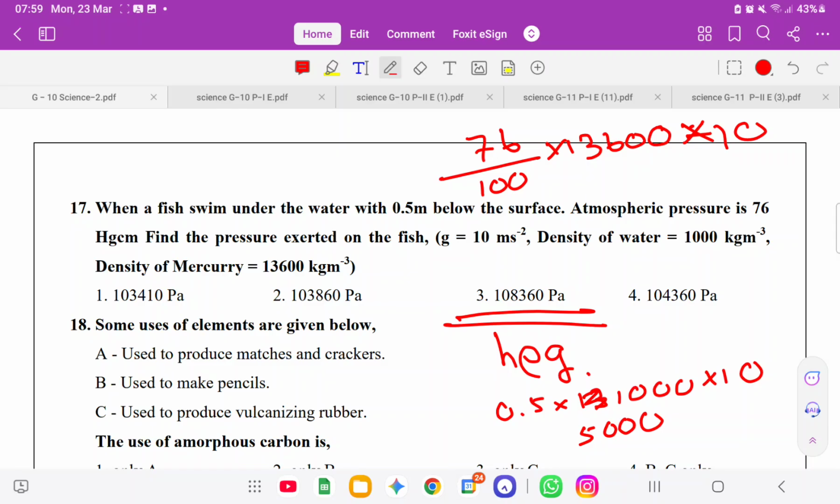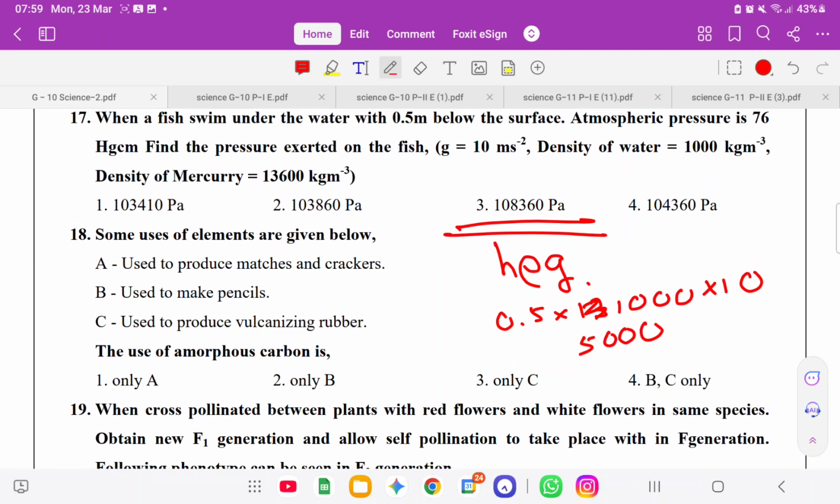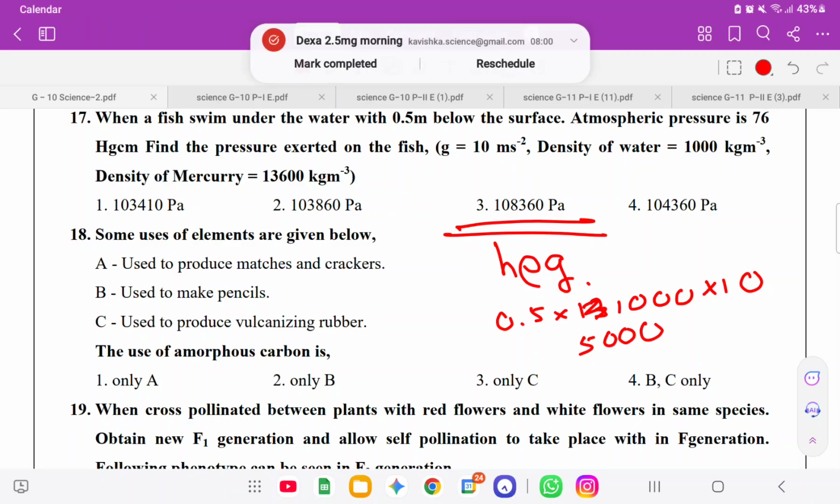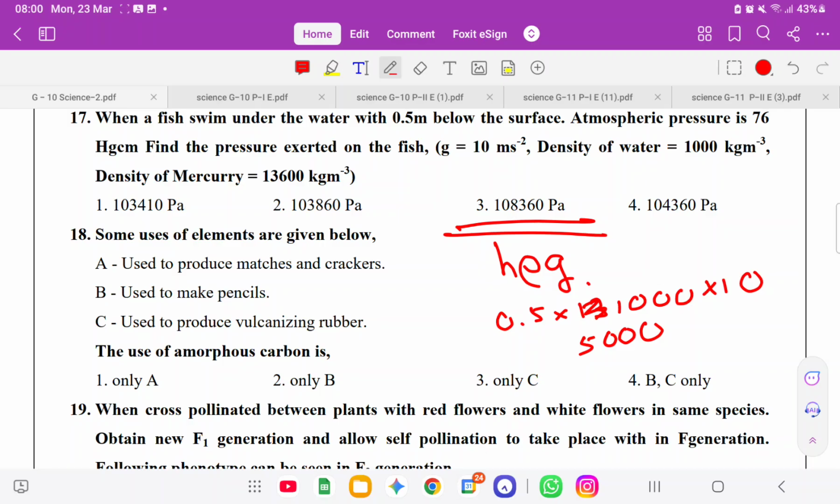18. Some uses of elements are given below. Used to produce matches and crackers. Used to make pencils. Used to produce vulcanized rubber. Amorphous carbon. Producing vulcanized rubber, that's sulfur. But matches and crackers, pencils, would be a considerable answer, but here they ask amorphous.